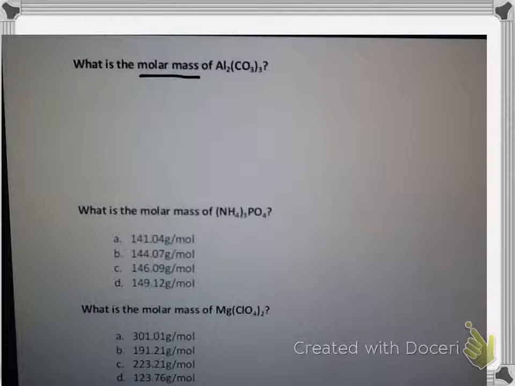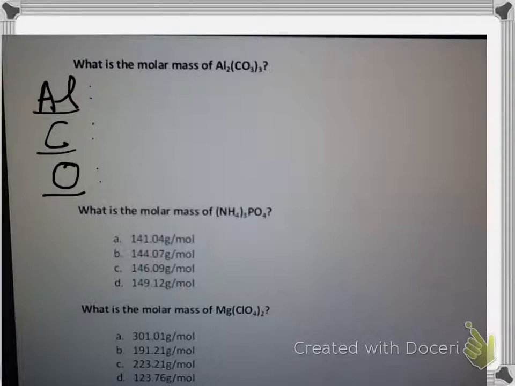So first, what kind of atoms do we have? Well, in aluminum carbonate, we have the atom aluminum. We also have the atom carbon. And finally, we have oxygen atoms. So these are the 3 types of atoms that make up aluminum carbonate. What is the mass of each of them?